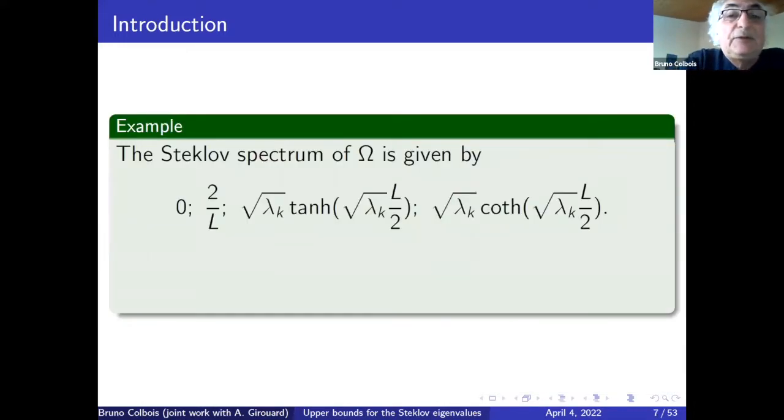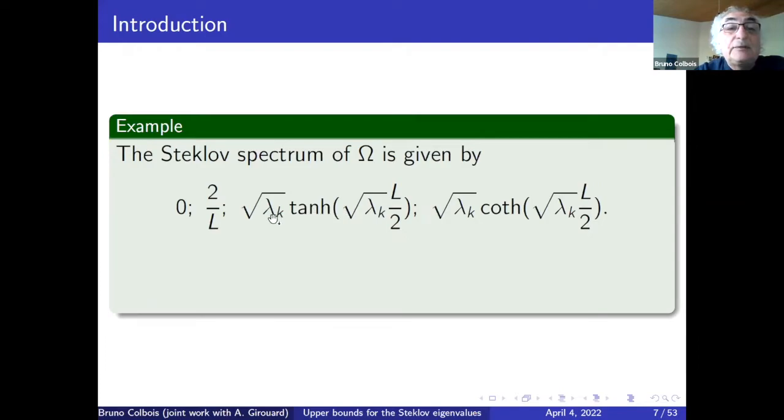The Steklov spectrum is in fact the union of numbers which depend completely on the spectrum of the Laplacian. This is written there: 0, 2 over L, and then this number, the square root of lambda_k times hyperbolic tangent or hyperbolic cotangent of the square root of lambda_k times L over 2. I have to say that this is not ordered.